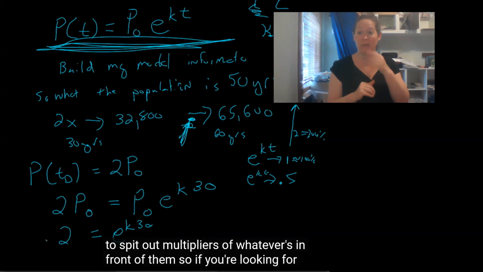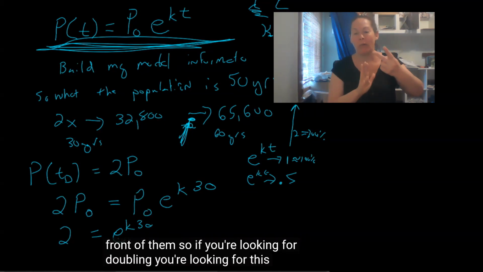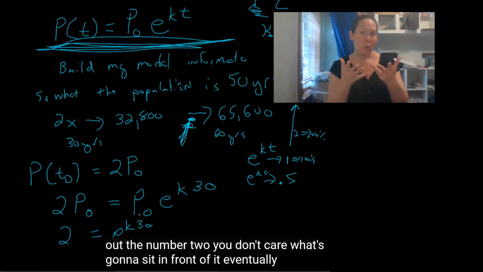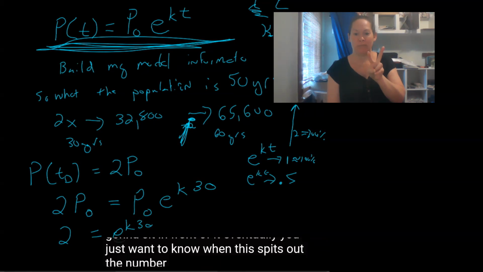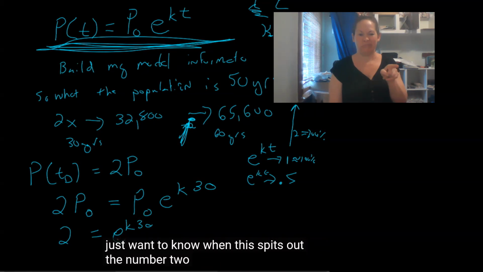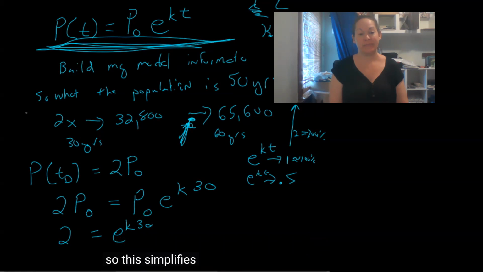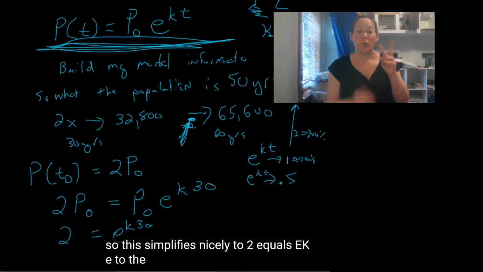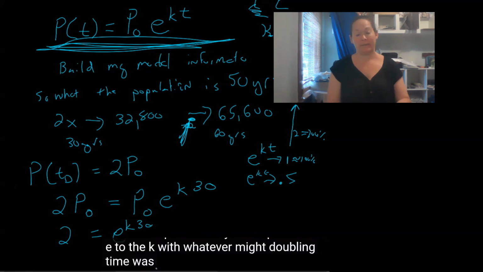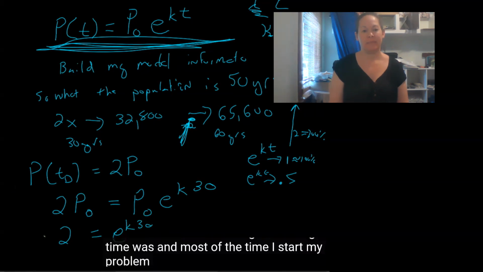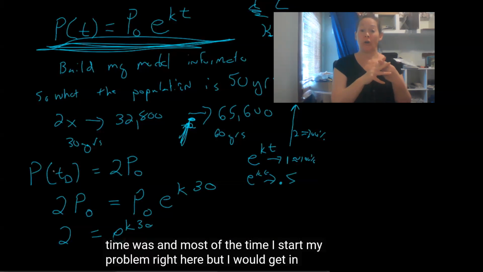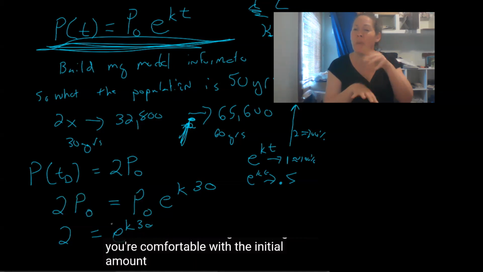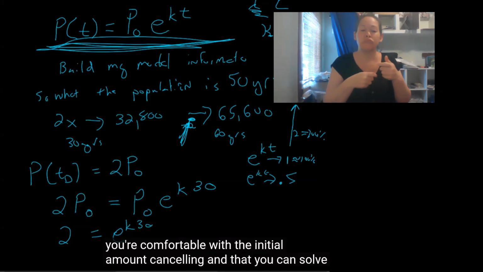So if you're looking for doubling, you're looking for this to spit out the number 2. You don't care what's going to sit in front of it eventually. You just want to know when this spits out the number 2. So this simplifies nicely to 2 equals e to the k, with whatever my doubling time was. And most of the time I start my problem right here. But I would get in the habit of substituting in, making sure you're comfortable with the initial amount canceling, and that you can solve for k now.